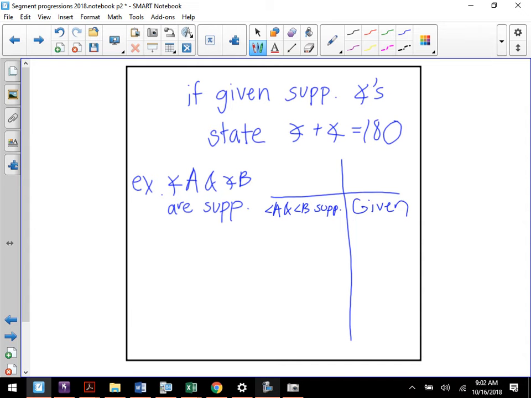So what can you conclude given that given statement then? Look back at the statement here. Now you have these two angles, angle A and angle B. So your conclusion based on that given would be that angle A plus angle B add together to be 180 degrees. So you write angle A plus angle B is equal to 180 degrees, and that's the definition of supplementary.